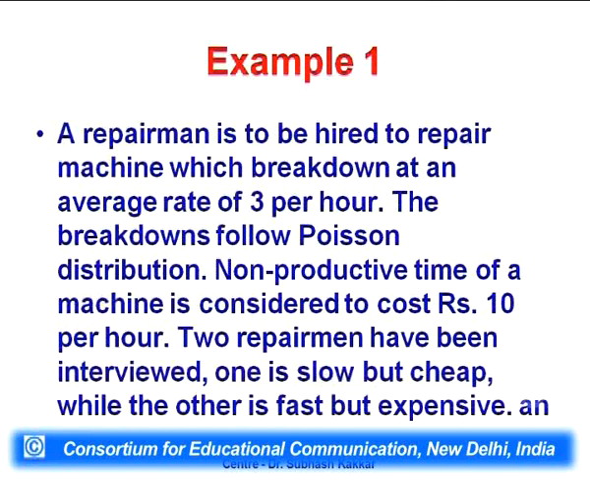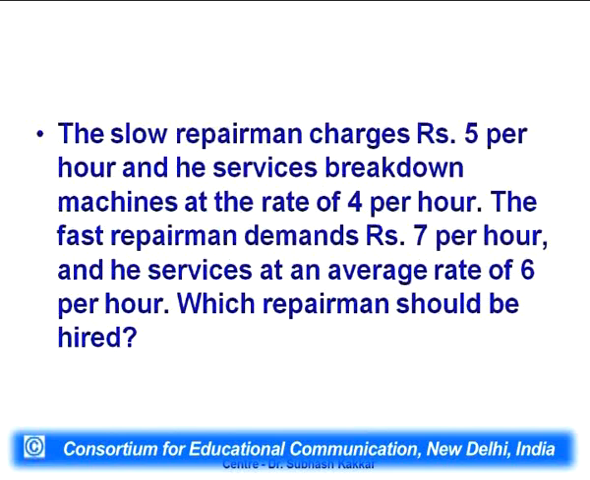Here, breakdowns occur at an average rate of 3 per hour. So, 3 per hour is our arrival rate. Machines to be attended for breakdowns on an average are coming at 3 per hour. And 2 repairmen are available. One is slow and cheap, the other is fast but expensive. And we have to decide which one to hire. And we know the cost of an inoperative machine also. Let us see how to solve this problem.